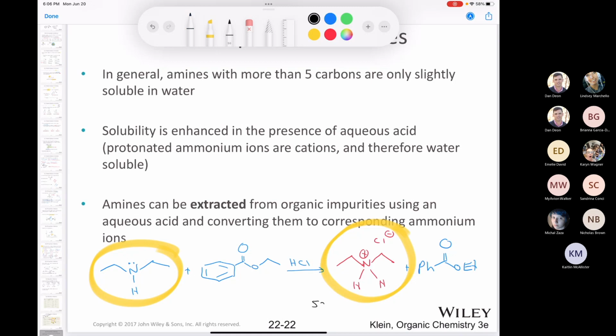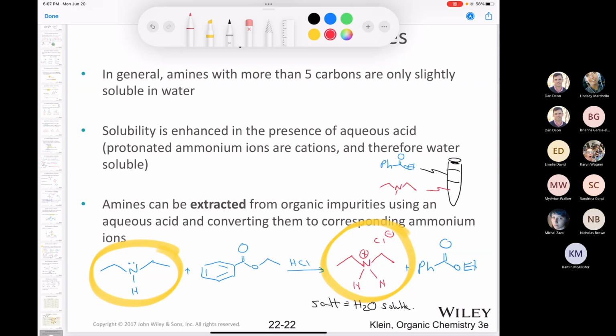So now this is a salt, and that means it is water (H2O) soluble. If you put that in a separatory funnel or a vial, let's imagine you have a conical vial and you shake it up, you're going to have two phases. Let's say your organic phase is on the top. That would have your ester in it. Your ester would be in here, but your amine would be in the aqueous phase as a salt.